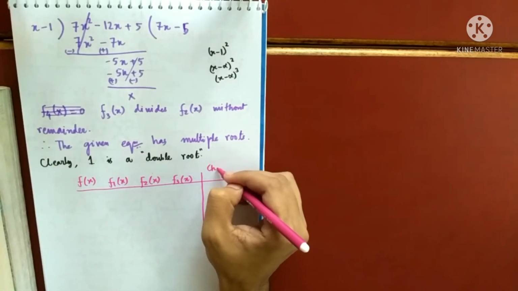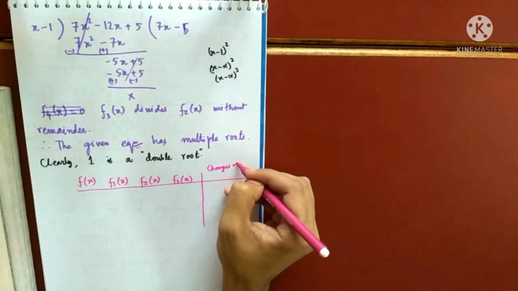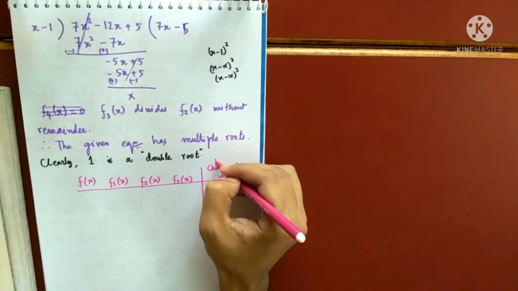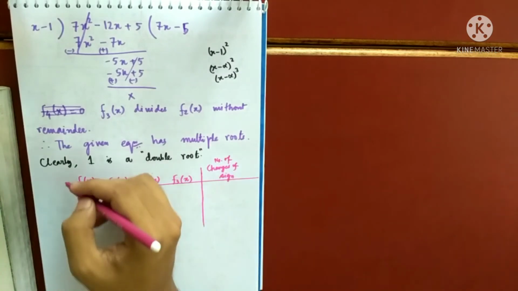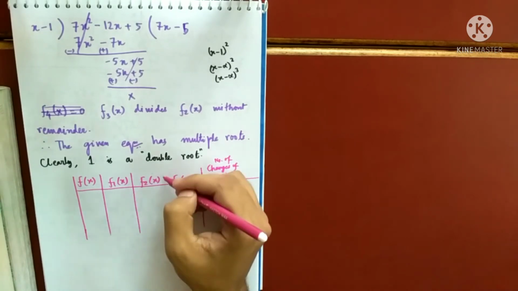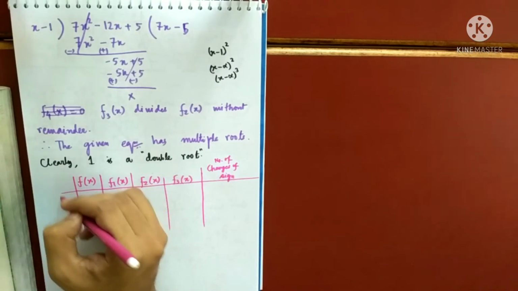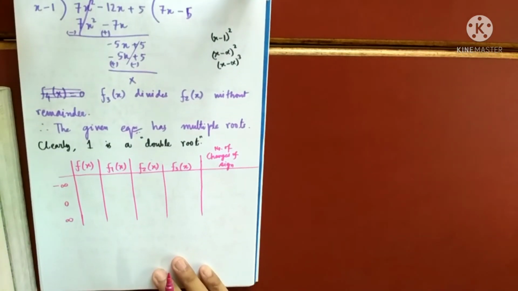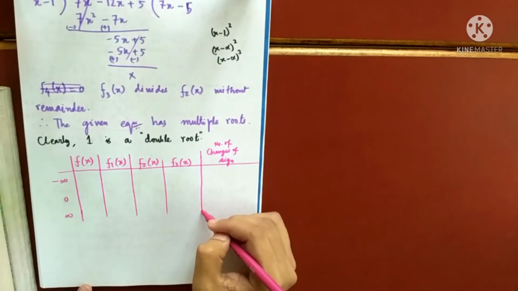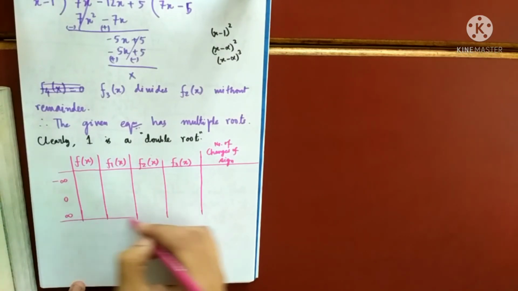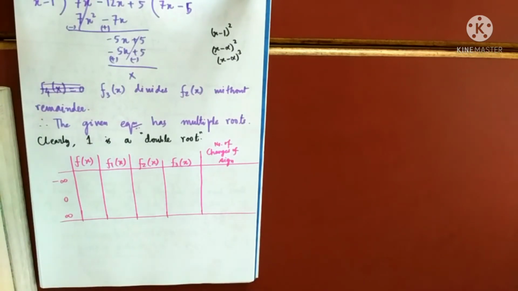So changes of sign, a number of changes of sign to be more precise. So we have to first locate the roots. The location will take place for 3 things: minus infinity, 0, infinity. This will first give me where the roots lie, which roots are positive, which roots are negative, all those things will be given to us.